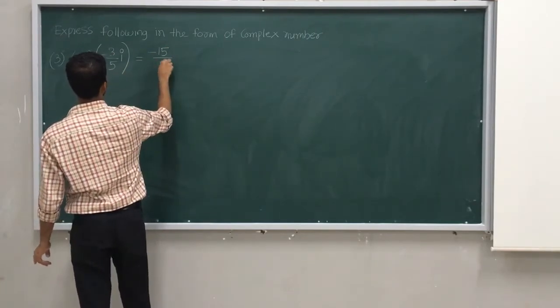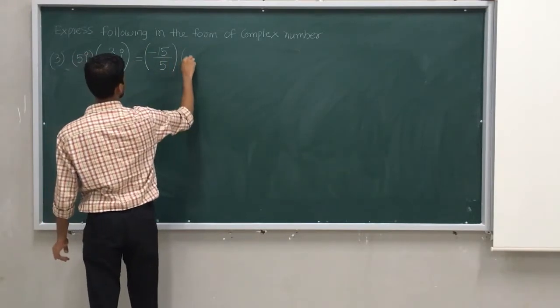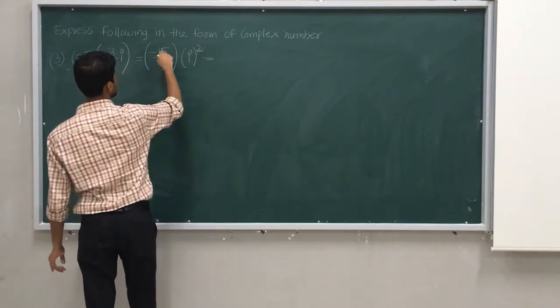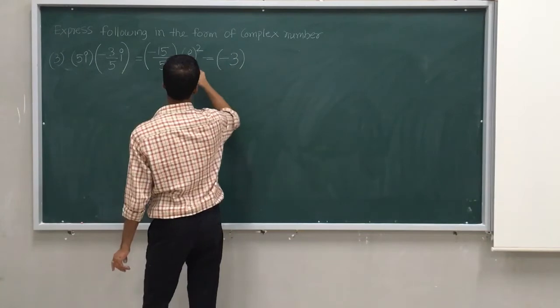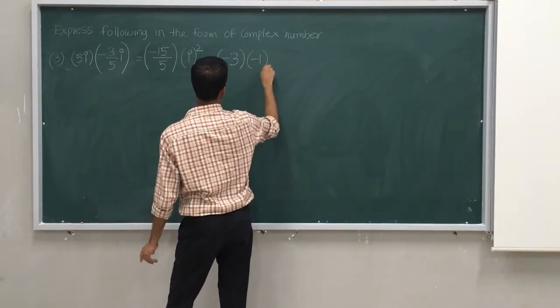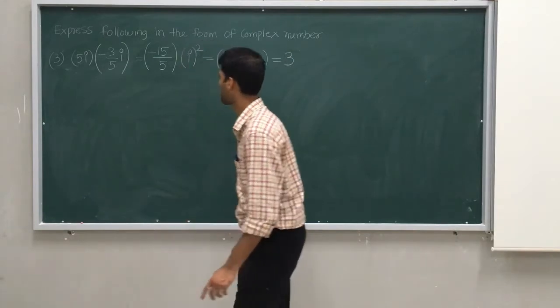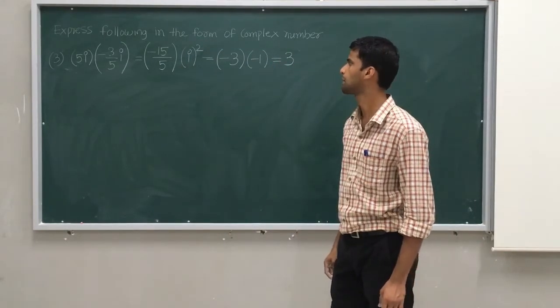divided by 5. Okay. Then i into i is i square, right? So 15 divided by 5, it is minus 3. Okay, i square is minus 1, so your answer is plus 3. So we got 5i times minus 3 by 5i, the answer as plus 3 after simplification. Okay.